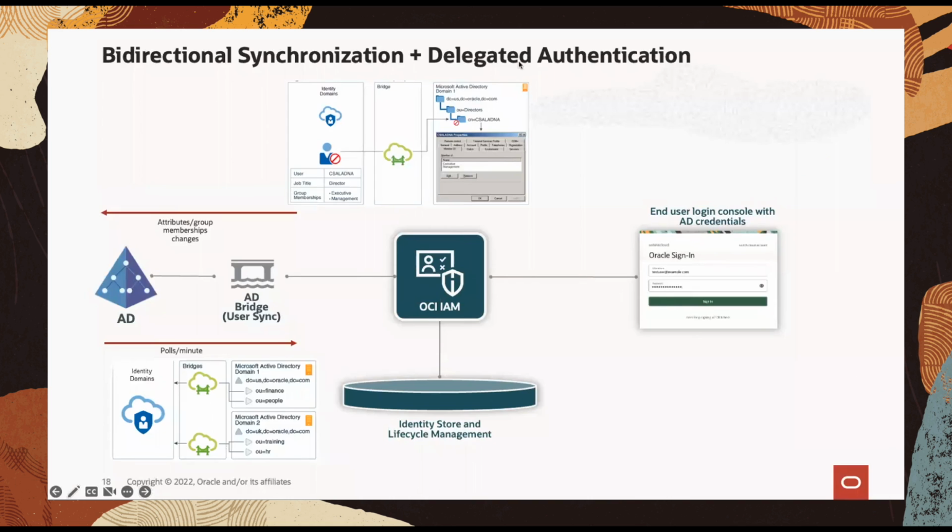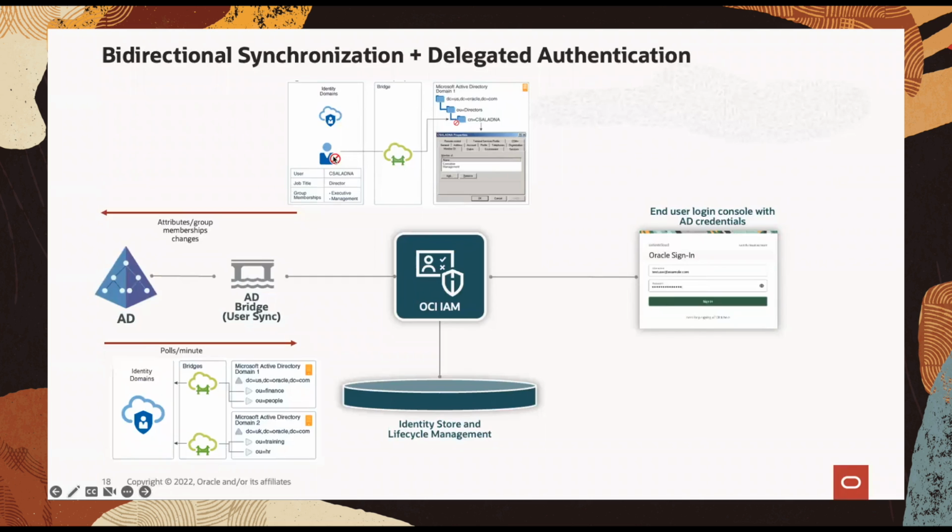One of the features you can enable in the IAM is the delegated authentication feature. Using this feature, you can log into the IAM using your Active Directory credentials. So here the bridge will take care of your user synchronization as well as authentication between your Active Directory and the IAM domain. So this is one of the examples, right?